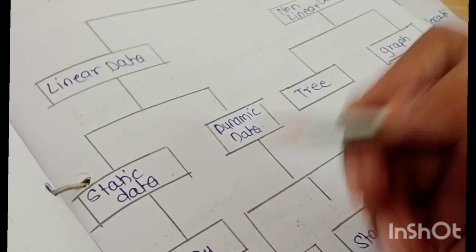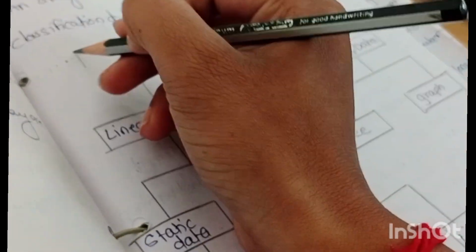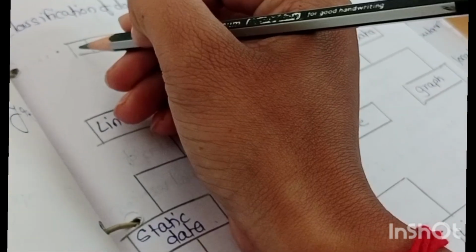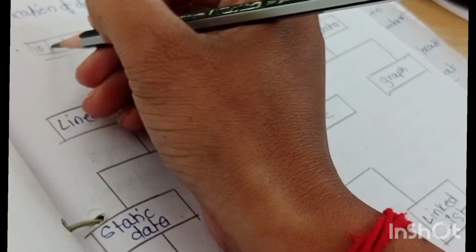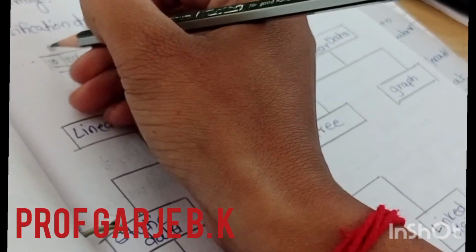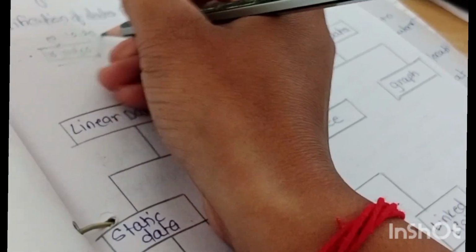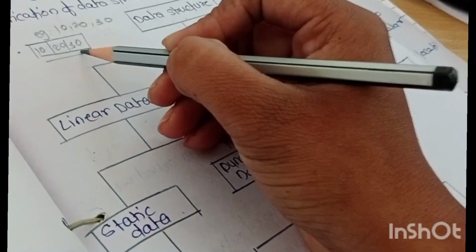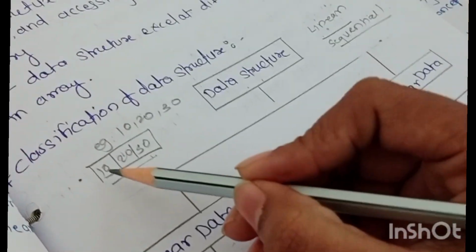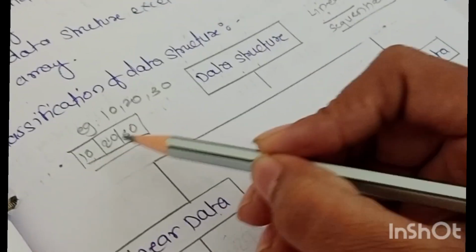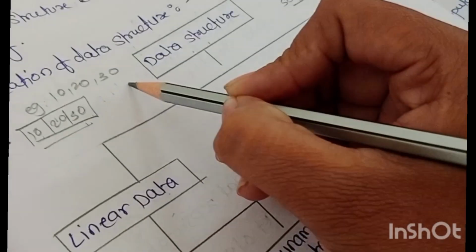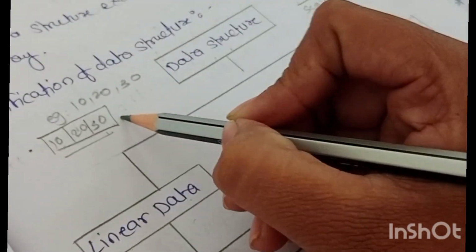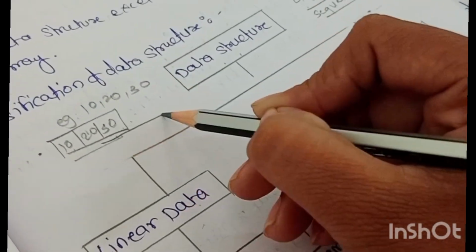We have the array. What is meant by array? An array is a structure in which we store the data in sequential order, that is 10, 20, or 30. It is one kind of data. In an array, we arrange the data sequentially, that is 10, 20, 30. It is array structure. It is linear data. It is in sequential order.